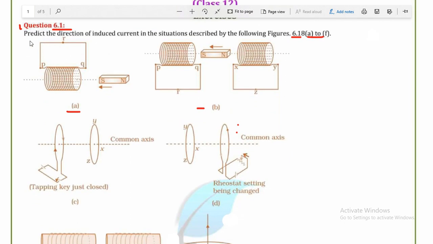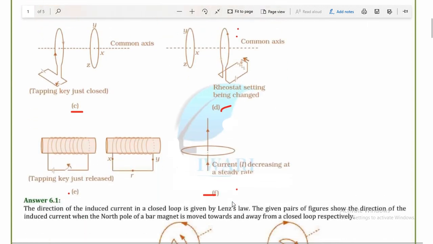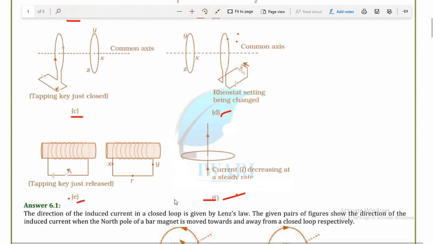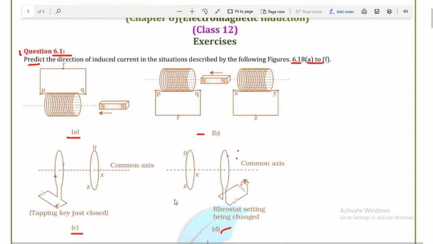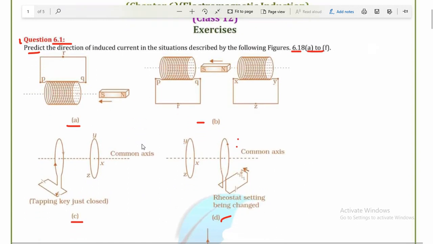So, in this question, predict the direction of induced current in the situation described by the following figure 6.18 A to F. So you can see here the figures. This one is the A, this figure is B, this one is C, this one is D, this one is E, and this one is F. So in these figures you have to give the direction of the induced current.